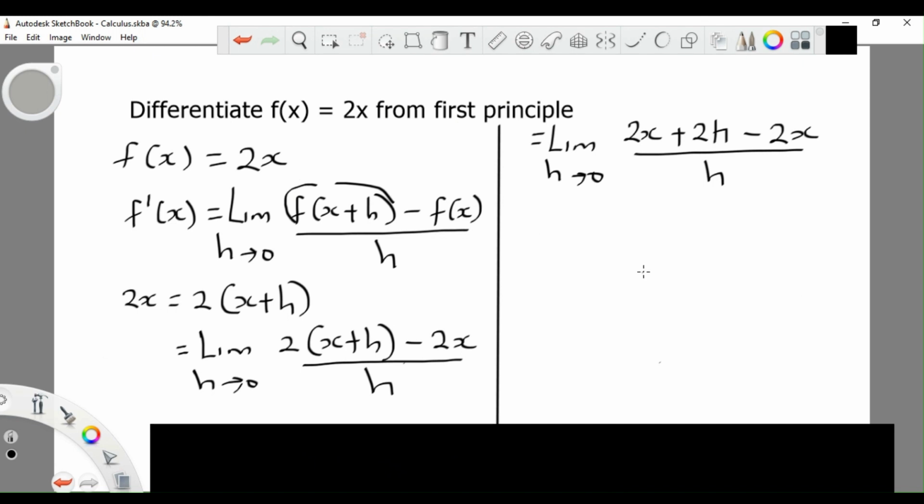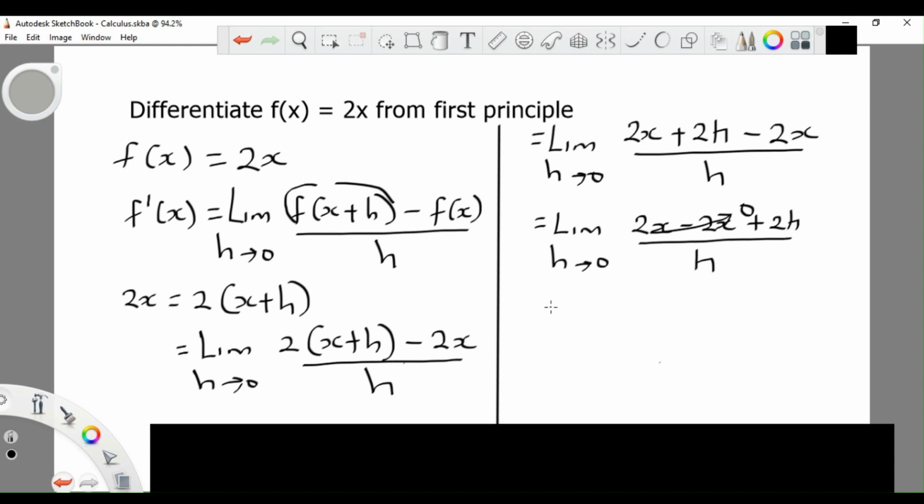So step 3 is for us to simplify this equation. So again, here we have 2x, we have 2x. What we do is to group like terms. So I can say, therefore, we have our limit as h tends to 0. We have 2x minus 2x plus 2h over h. So 2x minus 2x is 0. So we're left with 2h.